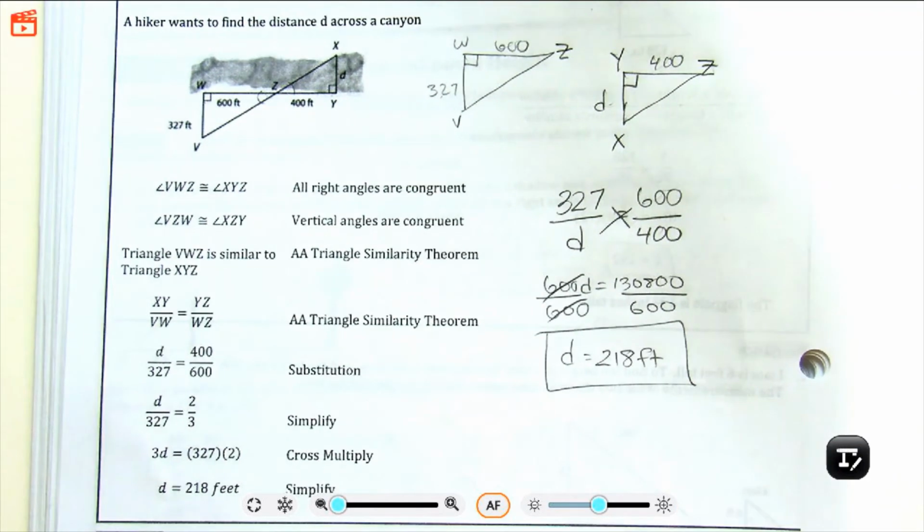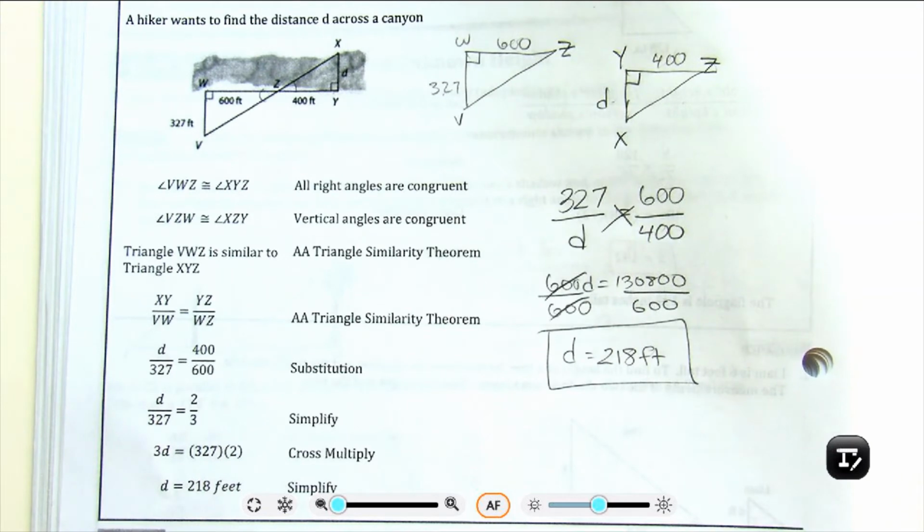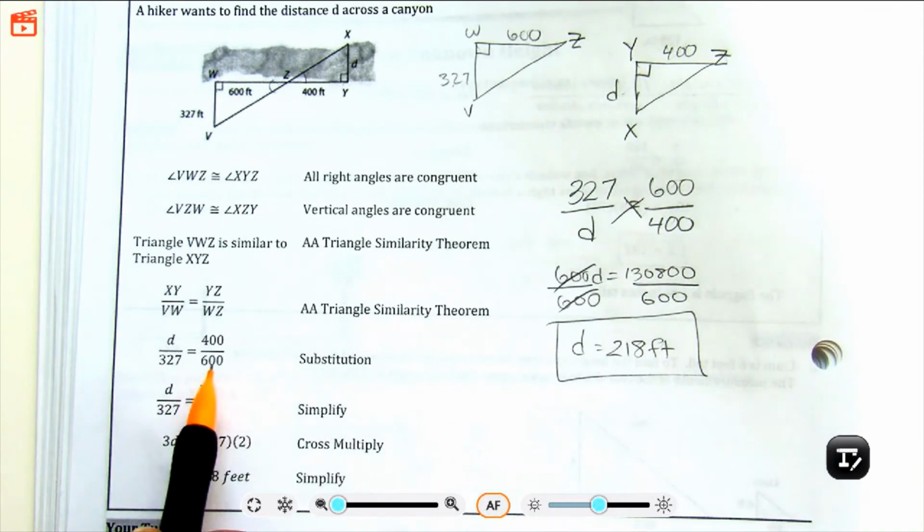So what they actually did here was they simplified 400 over 600. That fraction reduces to 2 over 3. They cross multiplied, and then they got the same answer that I did.